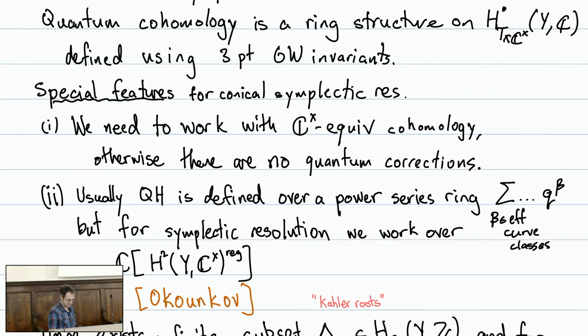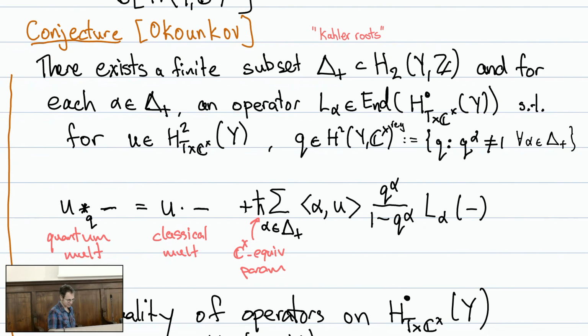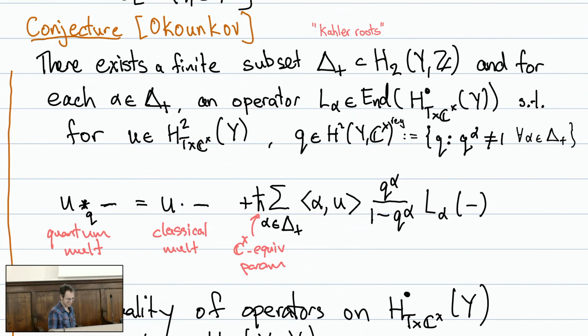More precisely, let me explain the following conjecture of Okounkov. It's a long conjecture. It goes on and on.